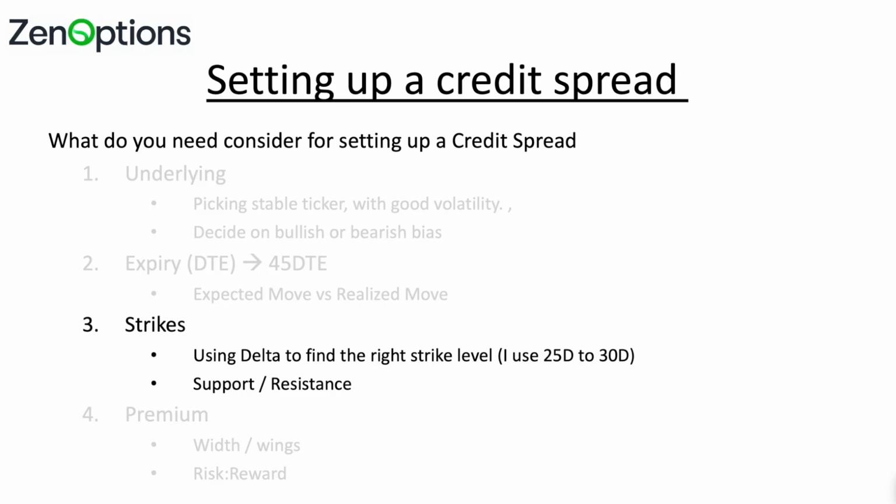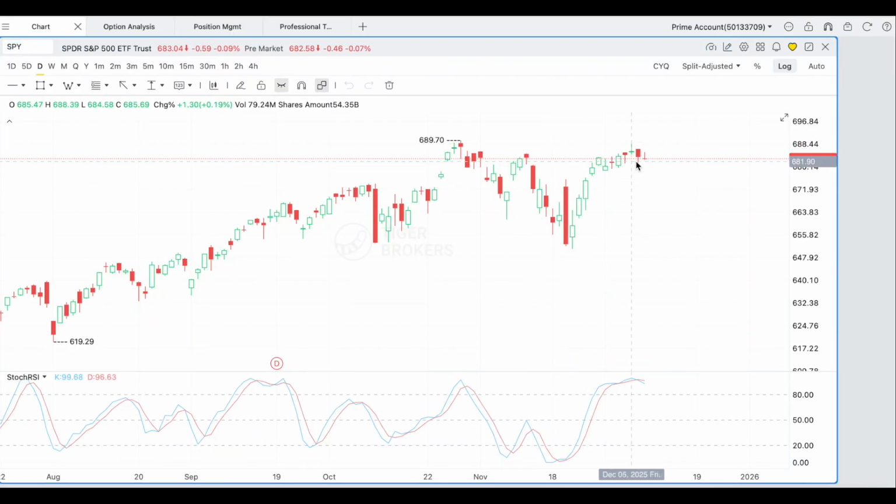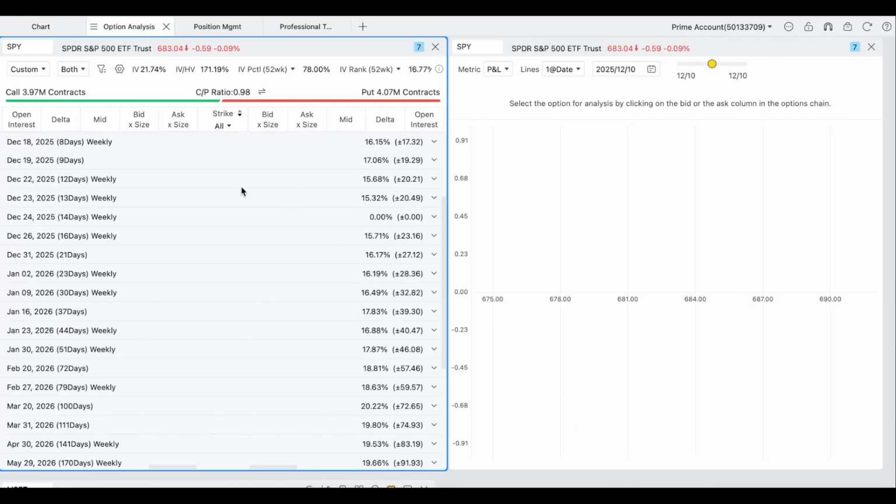Number 4. Width and premium. Most of my spreads are $5 or $10 wide, and the premium must make sense for the amount of risk I'm taking. I like a risk-reward where I'm risking less than $3 for every $1 of premium. Credit spreads are consistent, high probability, and easy to manage when done systematically.